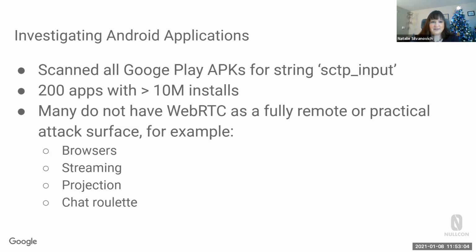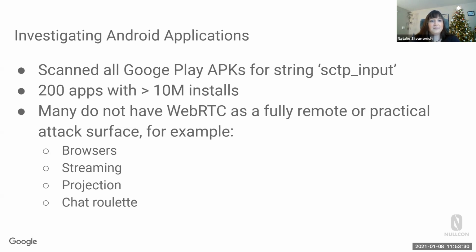But then I went through and only found the ones that had a plausible attack surface. So I didn't look at browsers, because on browsers, WebRTC bugs are not fully remote. You have to go to the web page, which means they're basically one click like any other browser bug. So that's still concerning, but there's already a lot of research done on browser vulnerabilities.